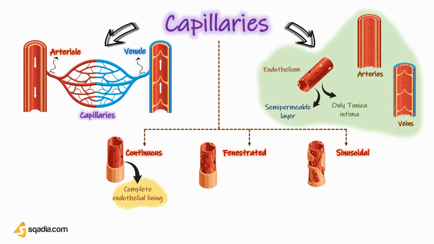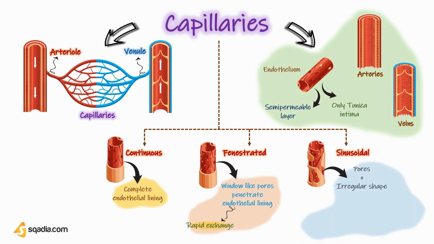In continuous capillaries, the endothelium forms a complete lining. Most of the body is supplied with continuous capillaries. In fenestrated capillaries, window-like pores penetrate the endothelial lining, which allow rapid exchange of solutes and water between the interstitial fluid and plasma. These capillaries are mostly located in absorptive areas.